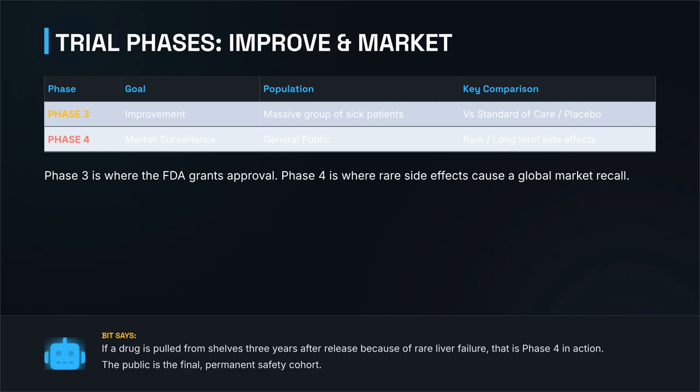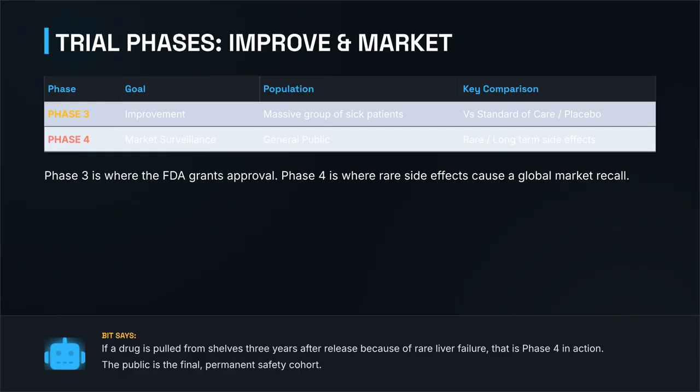Phase 4 is for market surveillance. The population is the general public. It looks for rare or long-term side effects. Phase 3 is where the FDA grants approval, and Phase 4 is where rare side effects cause a global market recall. Bit says if a drug is pulled from shelves 3 years after release because of rare liver failure, that is Phase 4 in action. The public is the final permanent safety cohort.